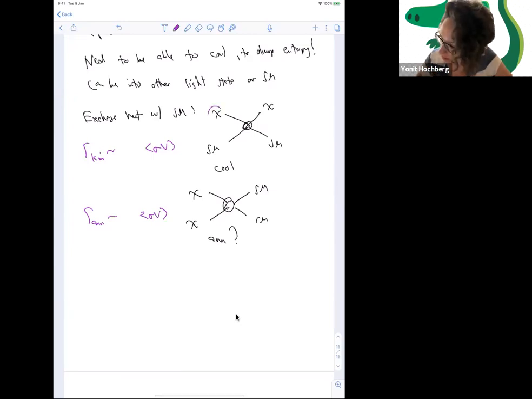So when I'm talking about cooling, here I am, the dark matter particle, I have to meet a standard model particle. Okay.